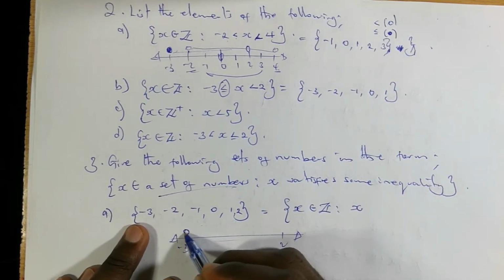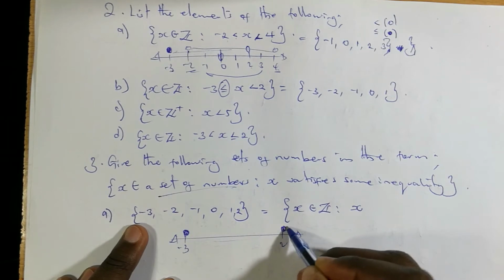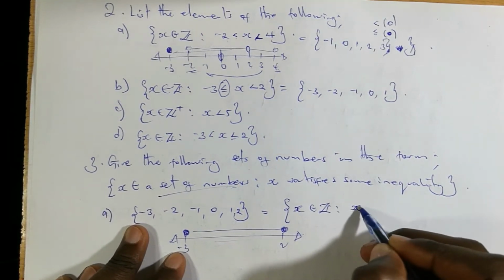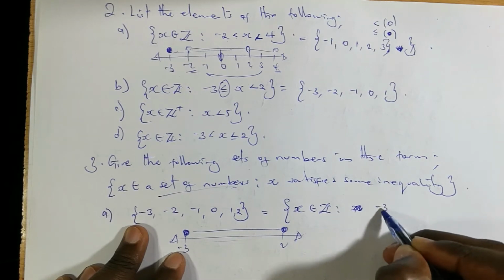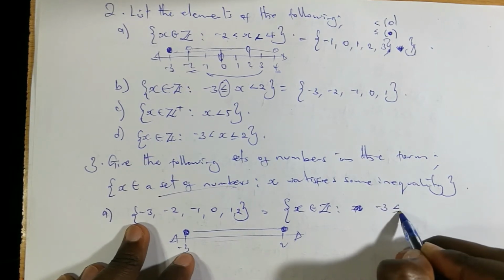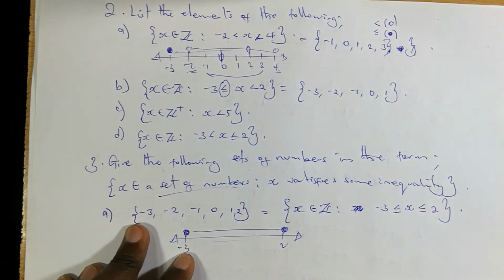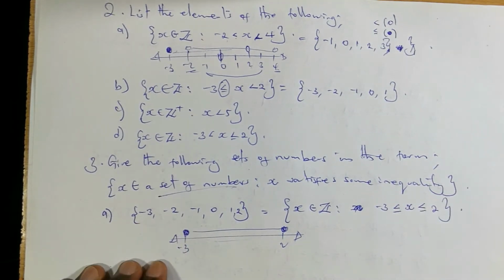Since they are included, you put a closed circle here, you join, and you realize you have x between -3 and 2. We have included -3 and we have included 2. You could just write it like that. That would be a solution set for that.